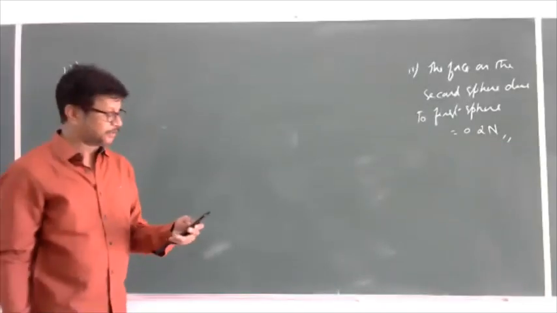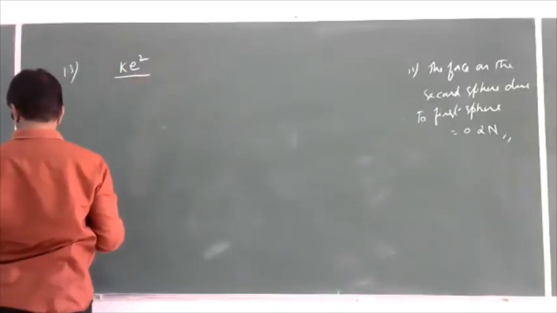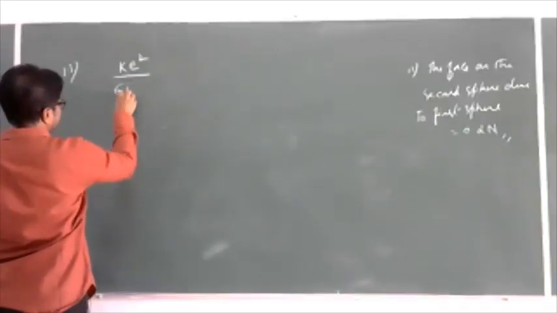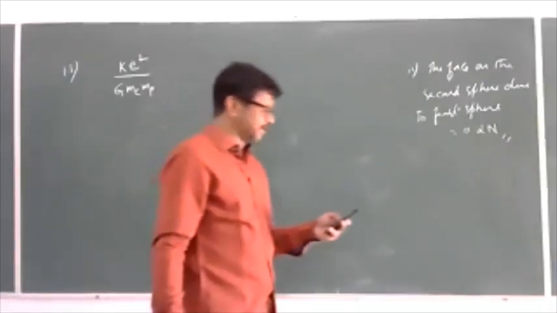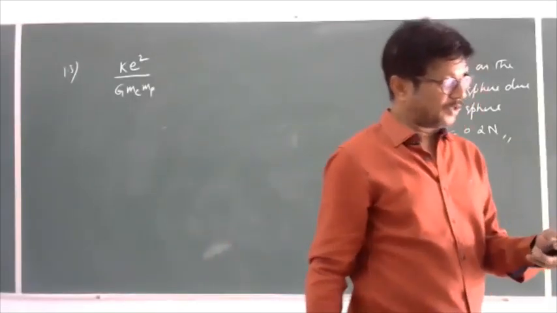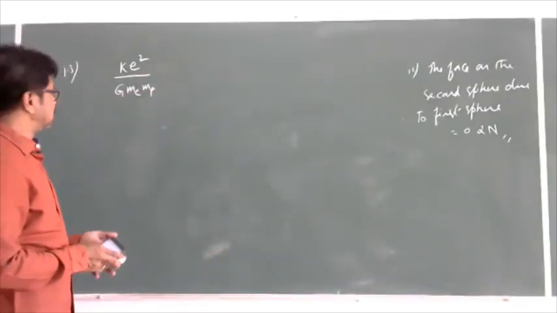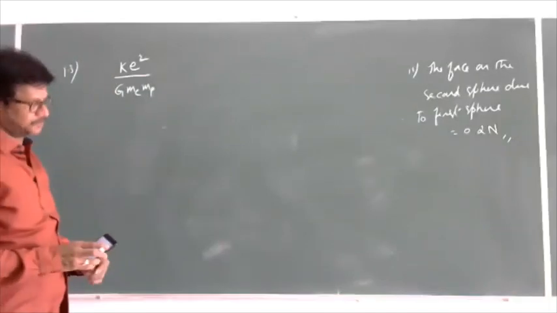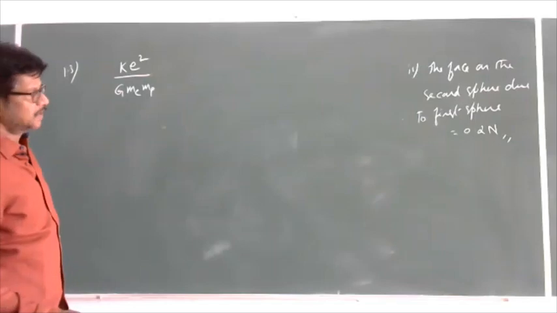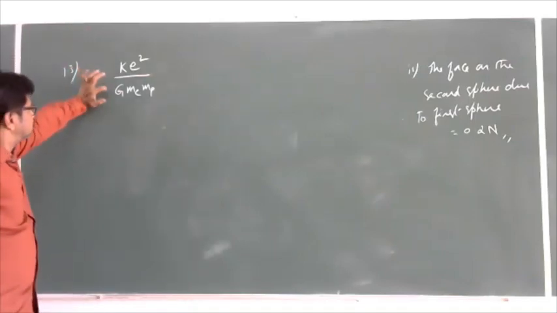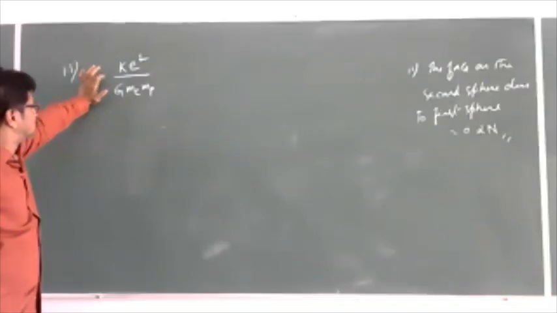Check that the ratio k e square by G m_e m_p is dimensionless. So I need to check whether it is dimensionless or not. It is the ratio of the forces between two charged particles.